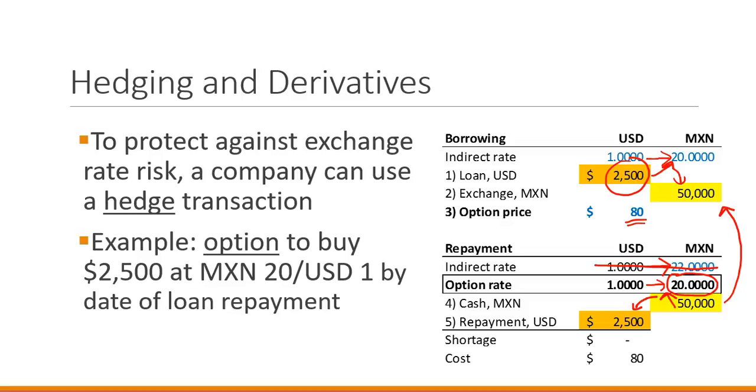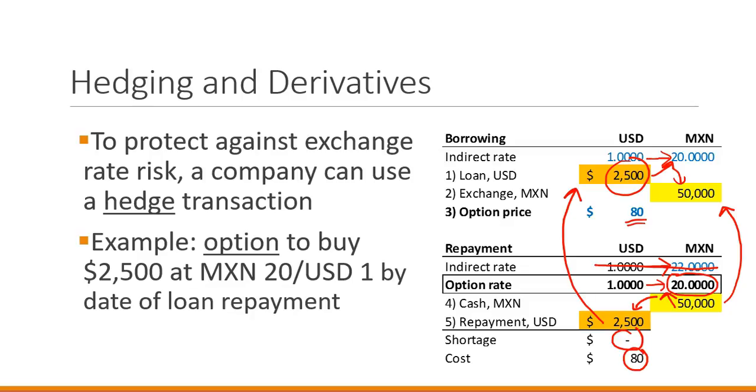What this means is there is no shortage. The $2,500 that we've just converted to is the same amount as we originally borrowed. So I don't have any loss on the change in exchange rates. There is a fee involved, which is $80. But notice that the loss that we experienced in the slide before this one, that was a transaction without the hedge, was greater than the cost of this option, which is $80.